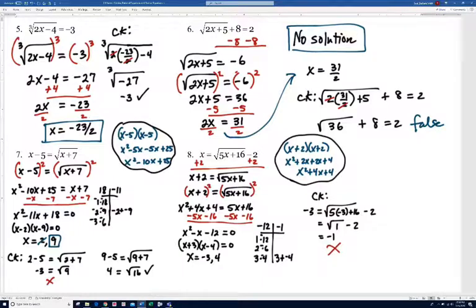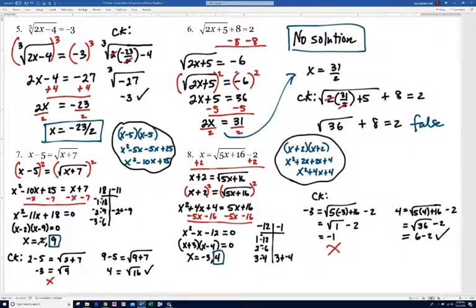Let's try the 4. So we get 4 is equal to the square root of 5 times 4 plus 16, minus 2. And so we get the square root of 36 minus 2. That's 6 minus 2, which does equal 4. And so it does check.